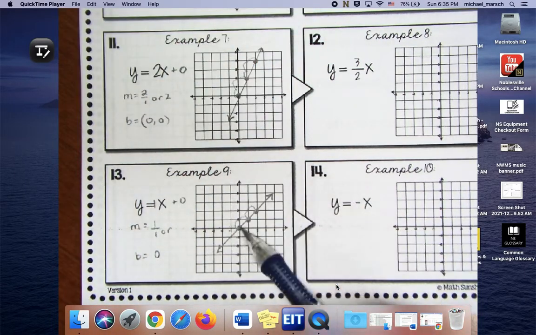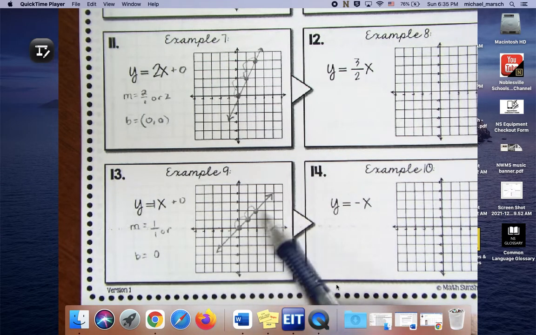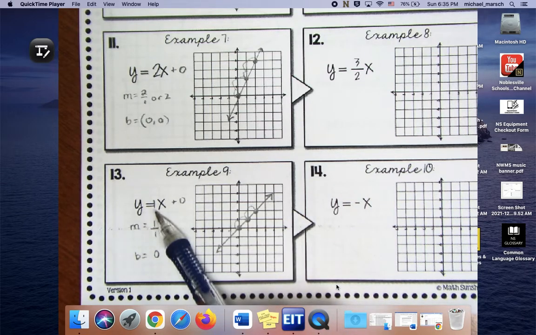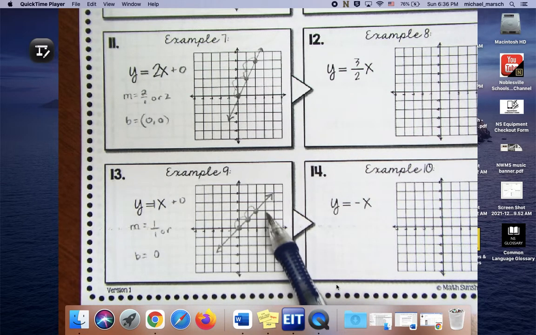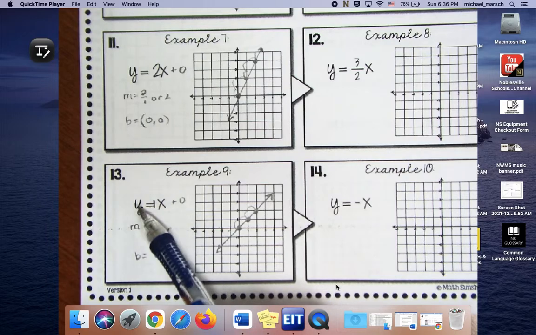And then if you look here, this point is 0, 0. That tells me y equals x. Sure. This point is 1, 1. y equals x, 1 and 1. 2, 2, right? So that is telling me that they equal the same thing.